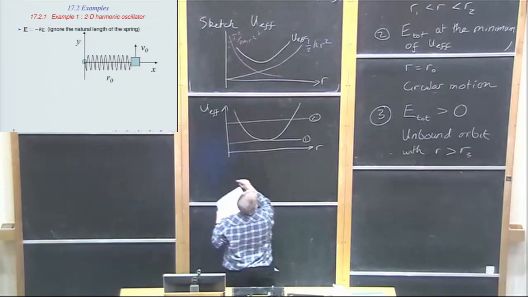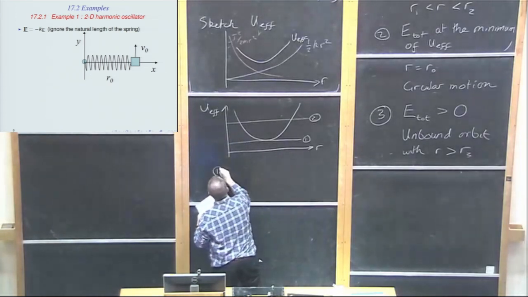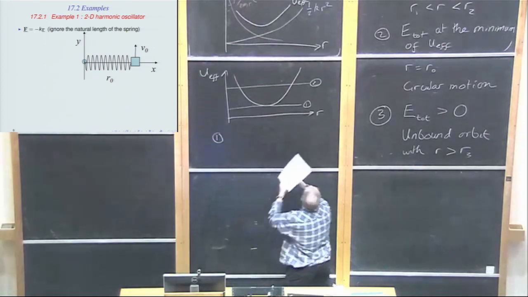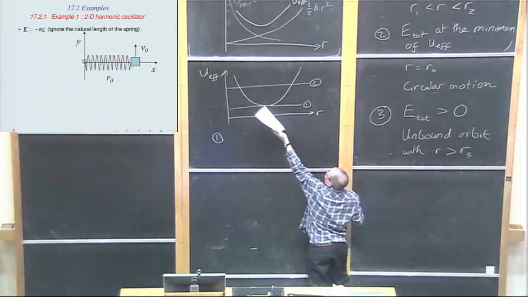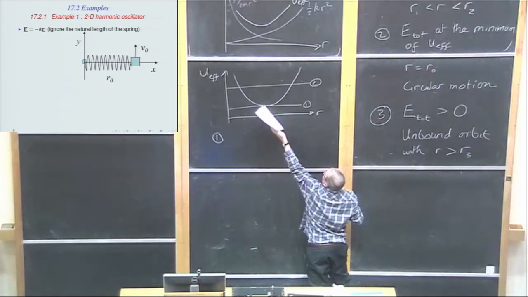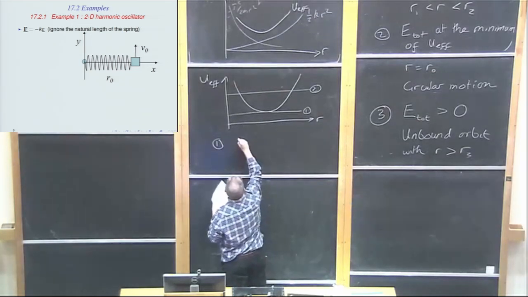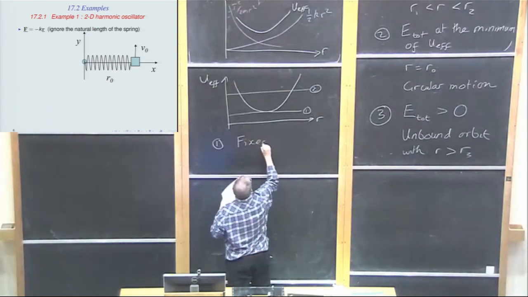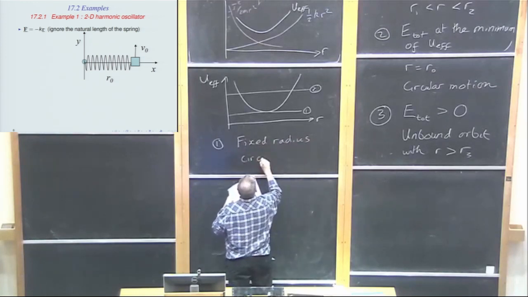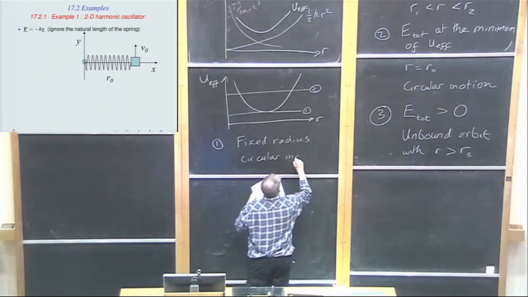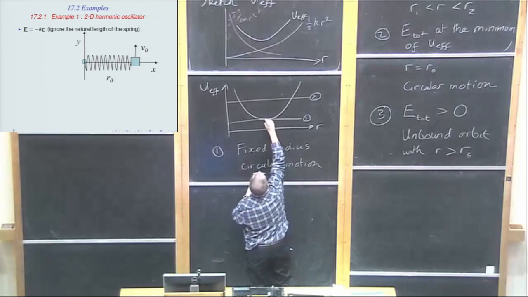So the numbering is maybe not optimal because it's slightly different to here, but case 1 here is when the radius is, when one is sitting at the bottom of this potential. So this is a fixed radius and circular motion just as before. Okay, so you're sitting here and nothing is changing.